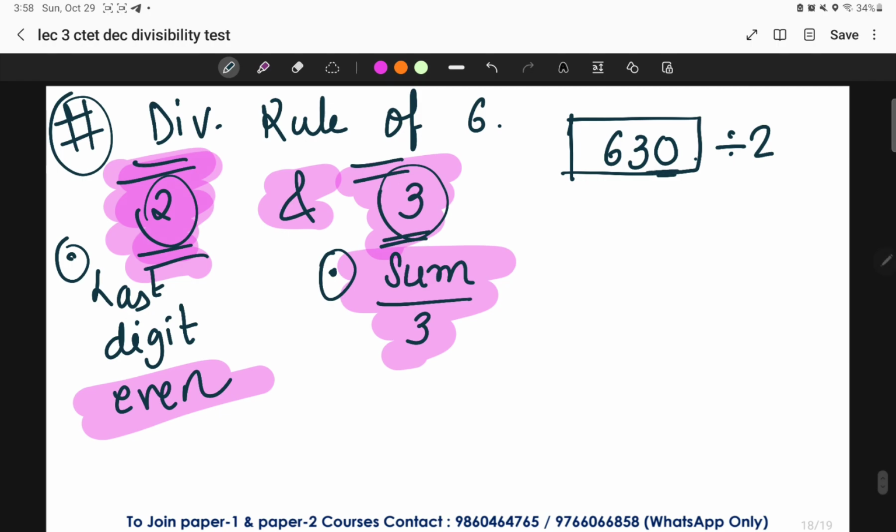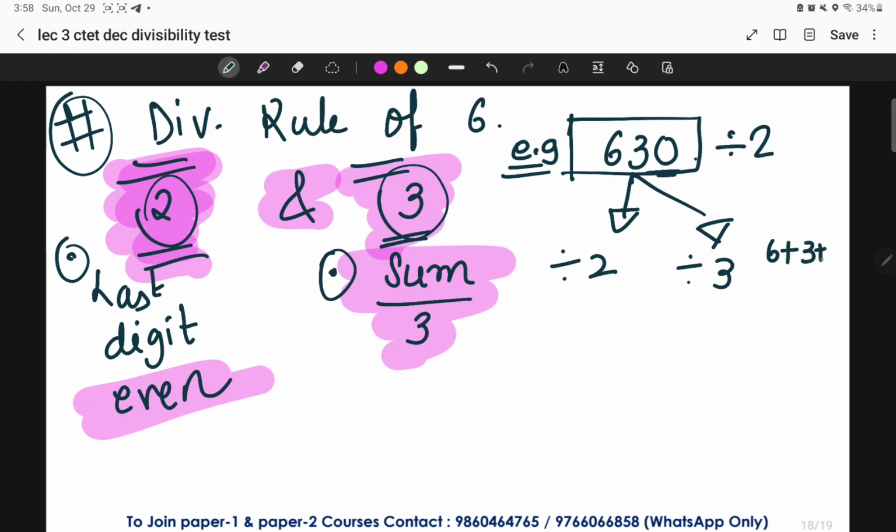Similarly, the last digit of the number 630 is 0. It means the number is divisible by 2. Step number 1 is cleared. Step number 2, the number should be divisible by 3 as well. To check this, take the summation: 6 plus 3 plus 0 is 9. 9 divided by 3, and 9 is divisible by 3. It means 630 is also divisible by 3.